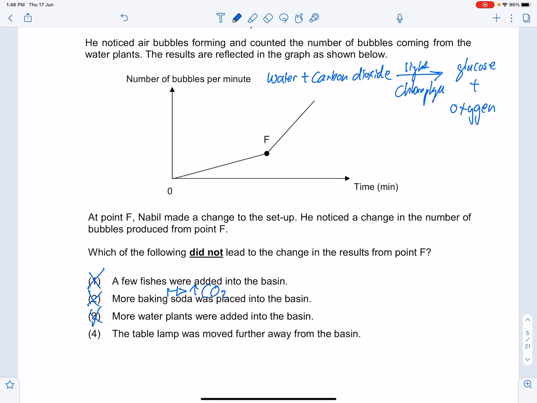So that leaves us with the last one, but we must always check. So for the last one, the table lamp was moved further away from the basin. So yes, this indeed did not lead to the change in results, which is increasing rate of photosynthesis. Now, why is that the case? Because when you move the lamp further away, you are actually decreasing light intensity. So when you decrease light intensity, you should actually have a decrease in rate of photosynthesis instead of increasing it. As you can see, light is needed for photosynthesis. So therefore, my answer is 4.